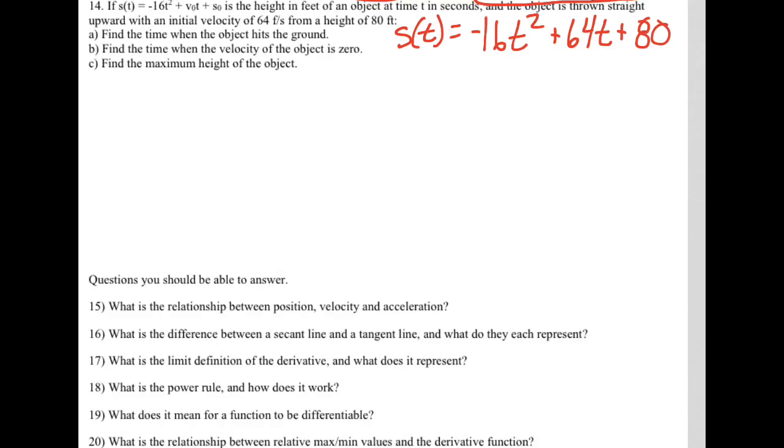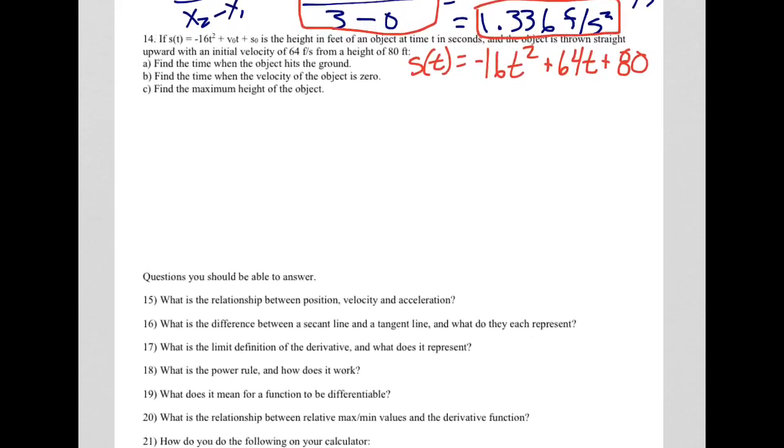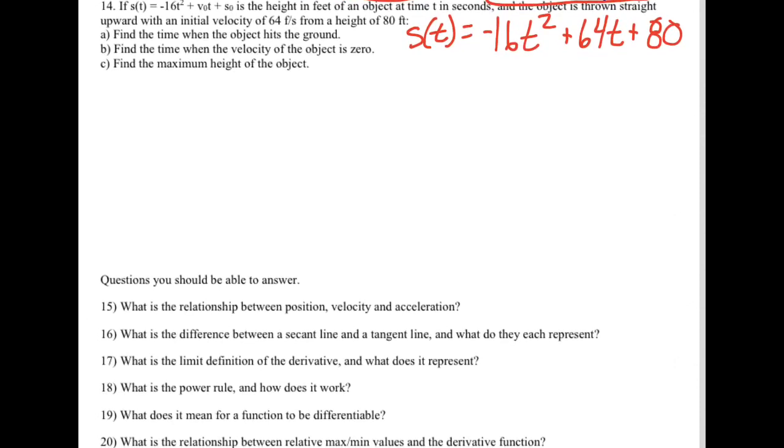That is our function, and we want to find the time when the object hits the ground, find the time when the velocity of the object is 0, aka its maximum value, and find the maximum height of the object. Now notice this is not a calculator problem, so in order to do this, you need to complete the square.